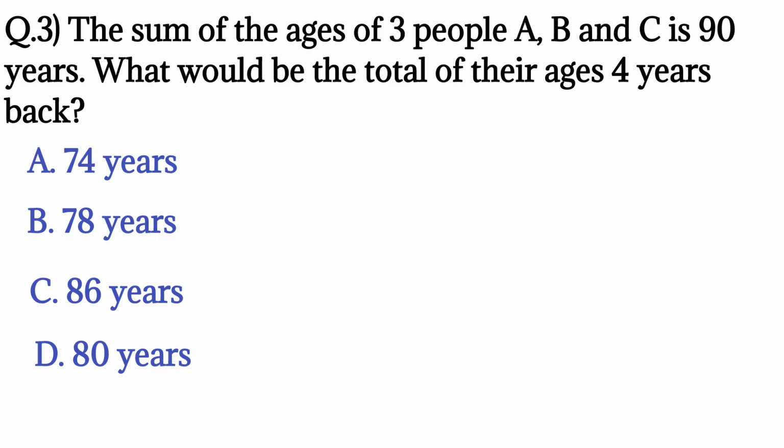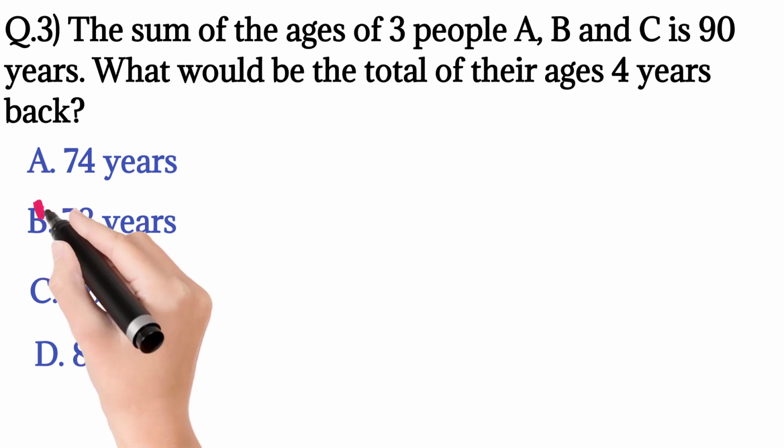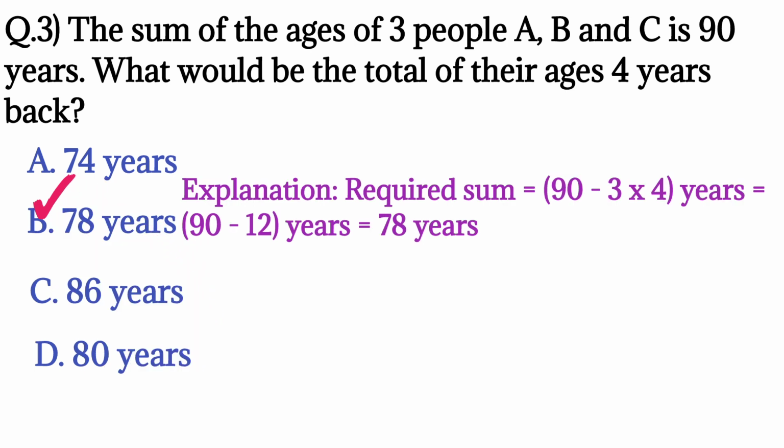Question number 3. The sum of the ages of three people, A, B, and C, is 90 years. What would be the total of their ages 4 years back? The right option is option B. Required sum is equal to 90 minus 3 cross 4 years, is equal to 90 minus 12 years, is equal to 78 years.